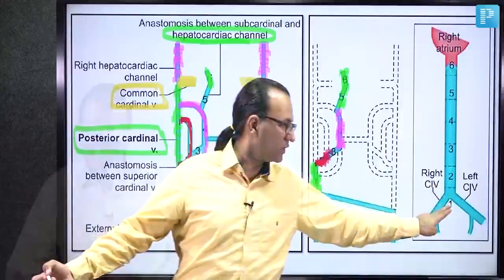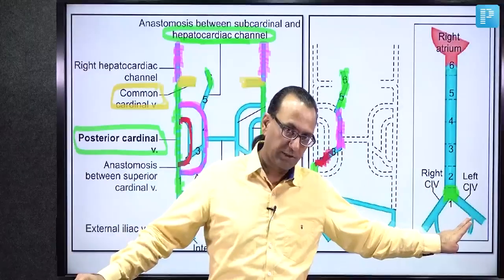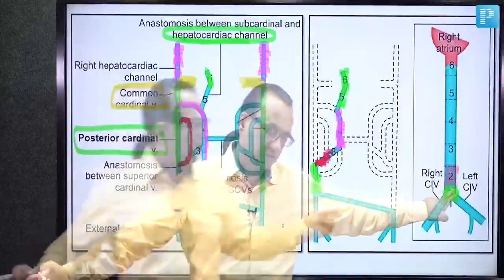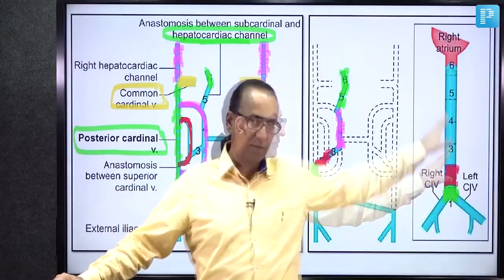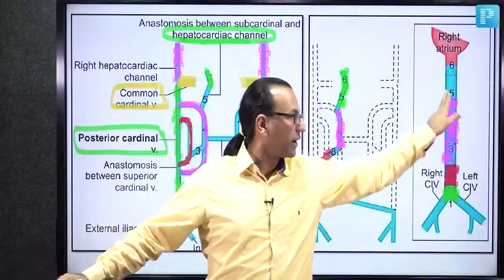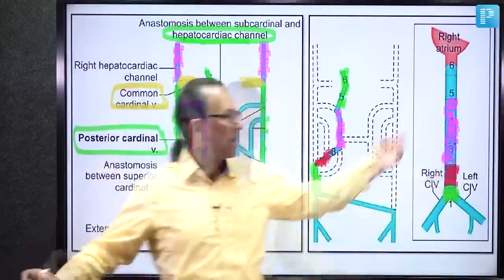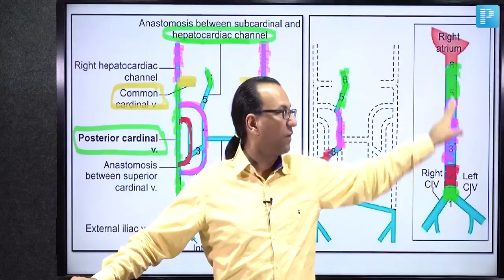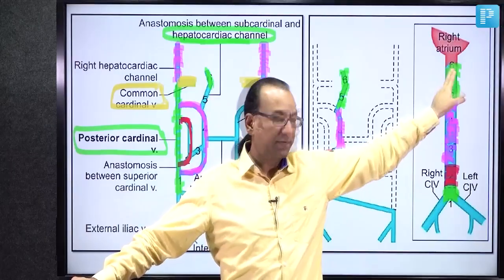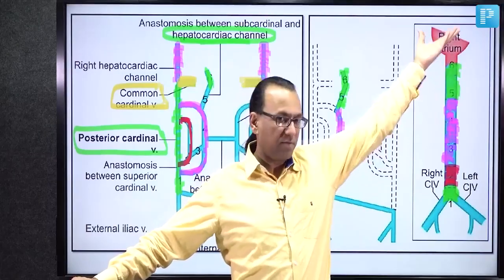So the first contributor is the posterior cardinal vein on the right side, and then we have the supracardinal vein on the right side. Later there is an anastomosis with the subcardinal veins, forming the renal, suprarenal portion of the IVC. And then we have the anastomosis between the right hepatocardiac channel, or the right vitelline vein, forming the terminal portion of the IVC, which enters the right atrium ultimately.